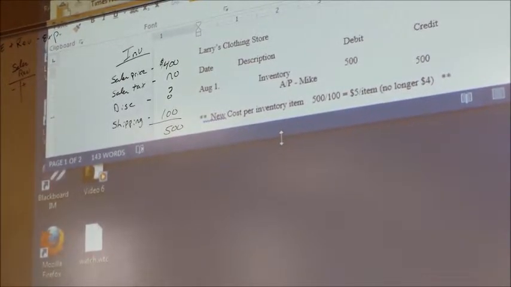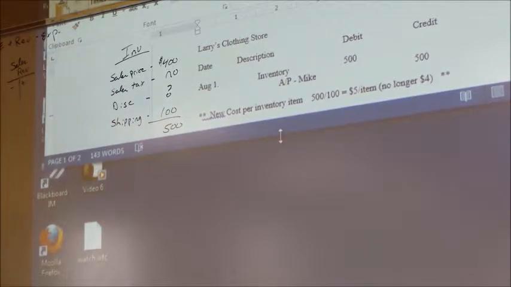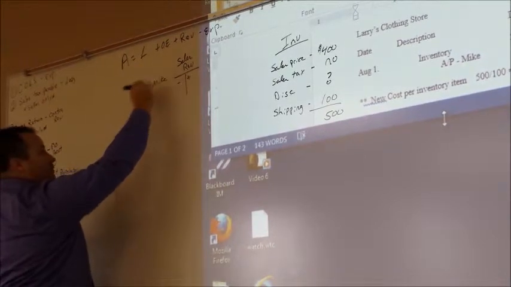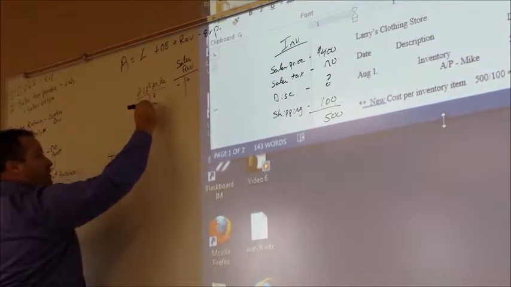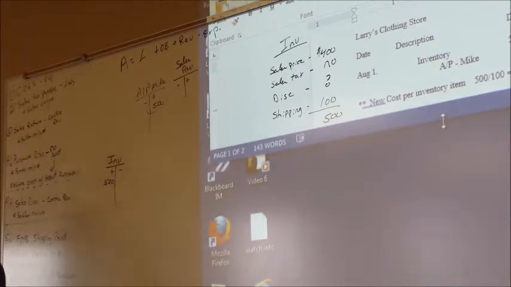All right, on the 7th, Larry, that's us, was prompt and paid the warehouse the full amount that was owed. All right, so I need to update my T account. We had a payable, $500. I was prompt and I paid the bill.